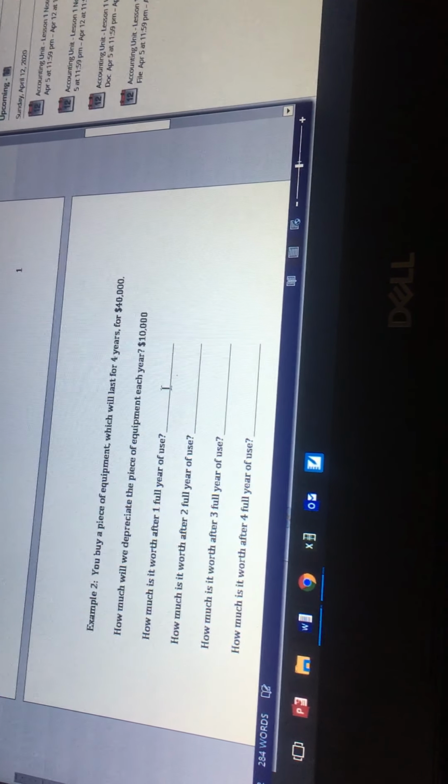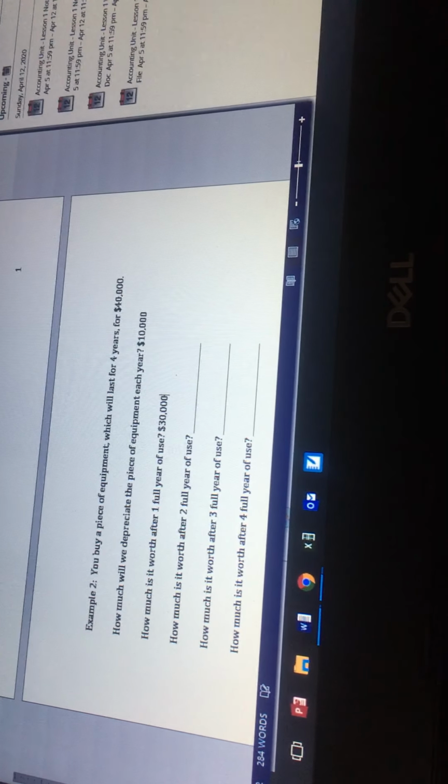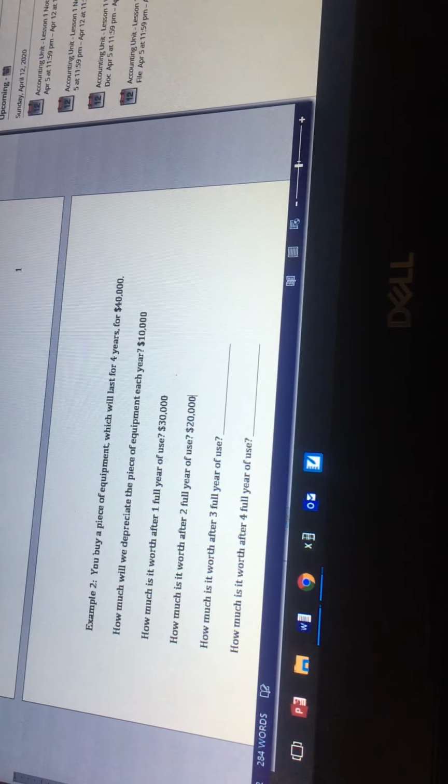How much will it be after 1 full year of use? That's simple. You take what it cost you, which was $40,000, what it was worth when you bought it, minus the amount of use that you got for the first full year, which is $10,000. So it's worth $30,000. $40,000 minus $10,000. After the second full year of use, it's only going to be worth $20,000 because you're going to lose 2 years at $10,000 each year. So the second year, it's worth $20,000.